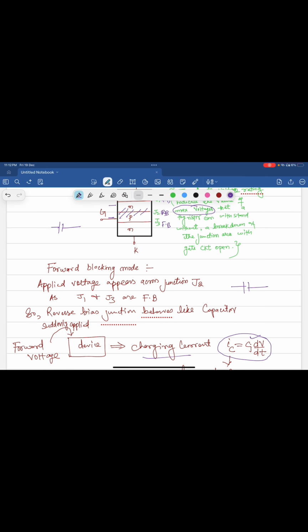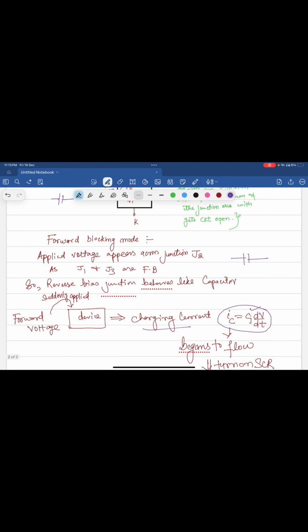In the forward blocking mode, as we have studied in other classes, the applied voltage appears across junction J2. Junctions J1 and J3 are forward biased and junction J2 is reverse biased. So this reverse biased junction has some voltage across it and it behaves like a capacitor. When forward voltage is suddenly applied across the device, it produces a charging current.